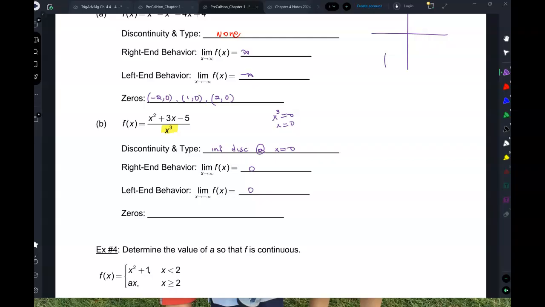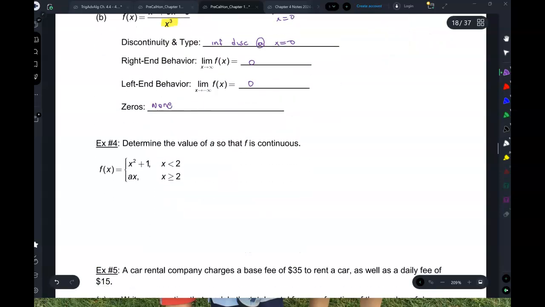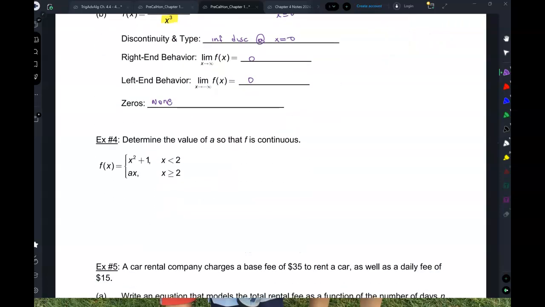Are there any zeros? No, there are no zeros. Huh? Yeah. There are some questions where the limit of f of x as x approaches -4 is 1. And the only way I could figure it out was just by looking at the graph on my calculator.